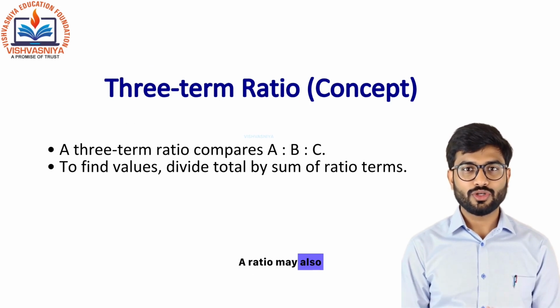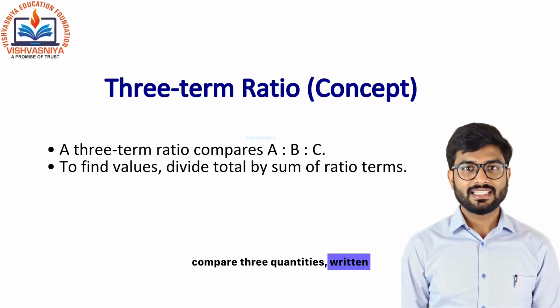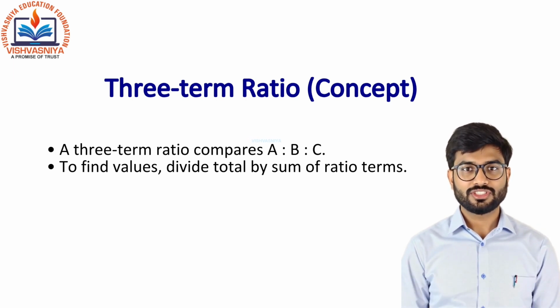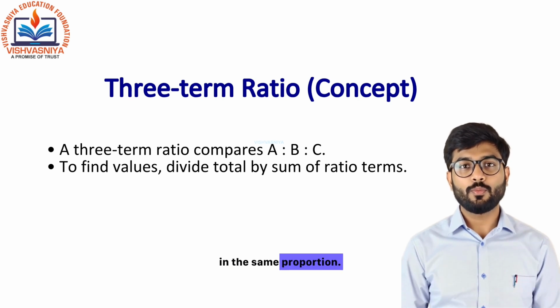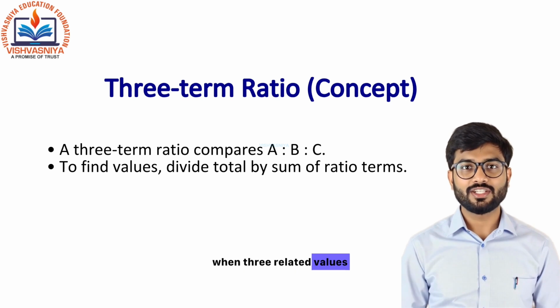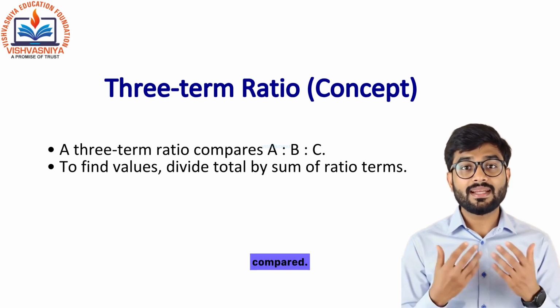A ratio may also compare three quantities, written as A:B:C. To find actual values, we divide the total in the same proportion. Such ratios are useful when three related values must be distributed or compared.